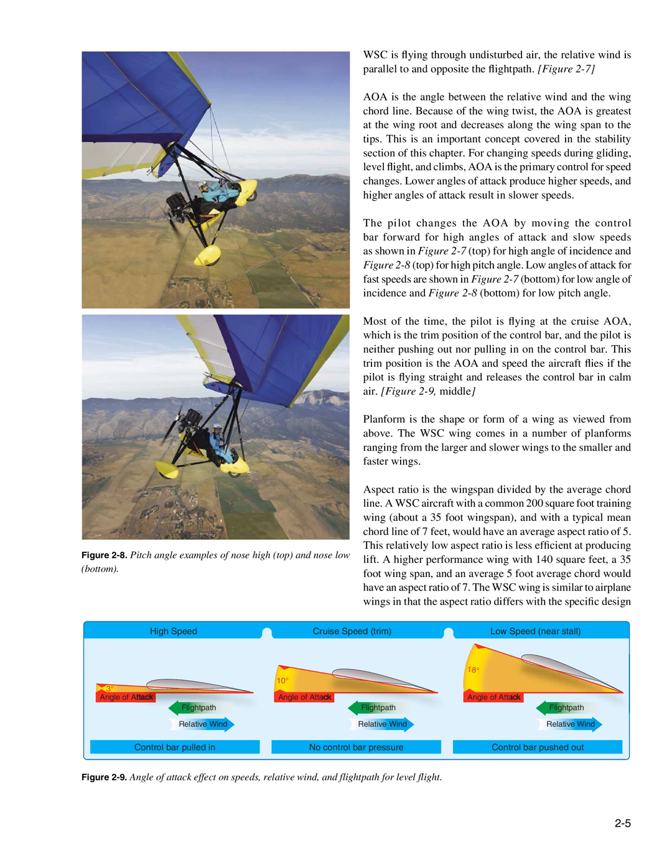Figure 2.9, middle, planform is the shape or form of a wing as viewed from above. The WSC wing comes in a number of planforms ranging from the larger and slower wings to the smaller and faster wings. Aspect ratio is the wingspan divided by the average chord line. A WSC aircraft with a common 200 square foot training wing, about a 35-foot wingspan, and with a typical mean chord line of 7 feet, would have an average aspect ratio of 5.